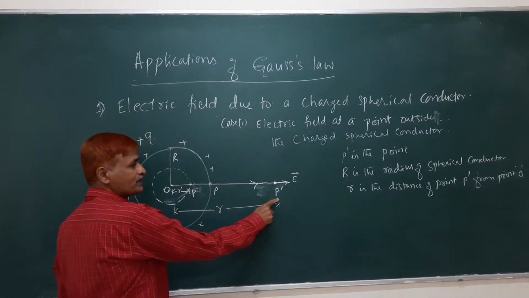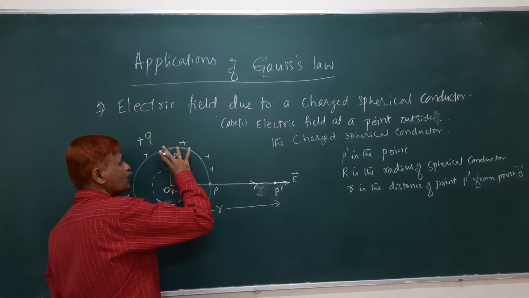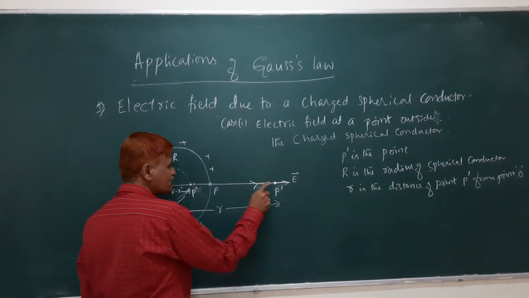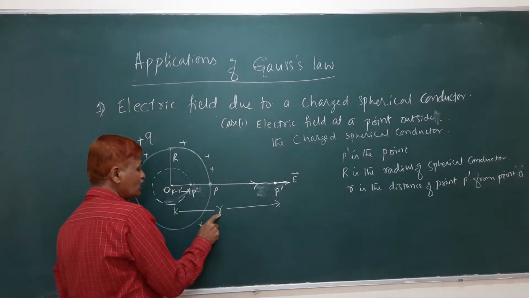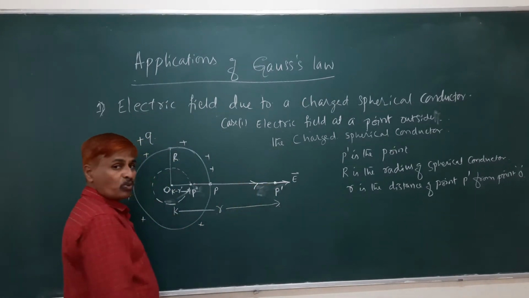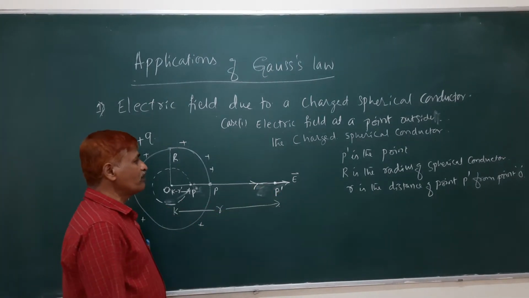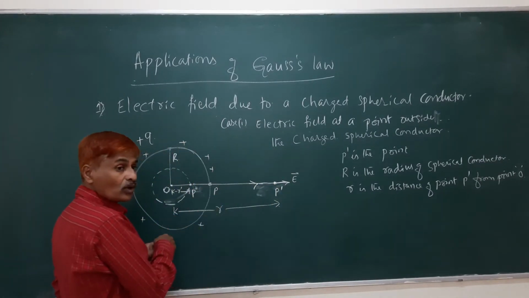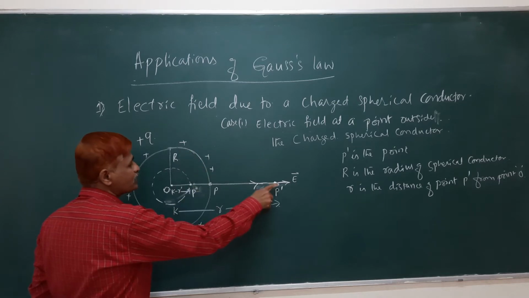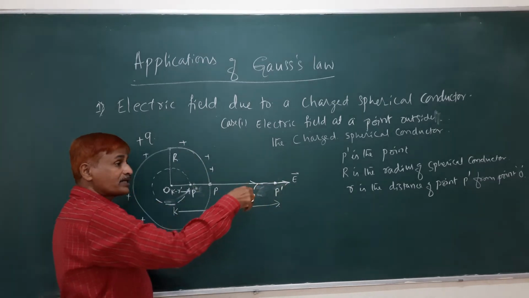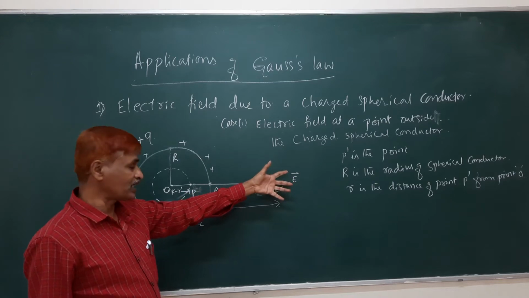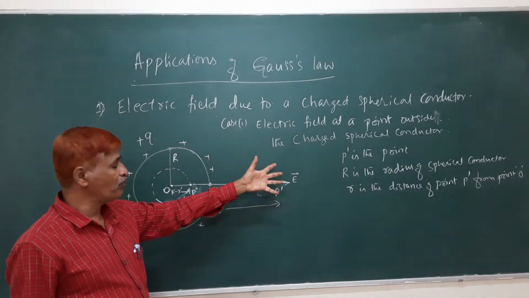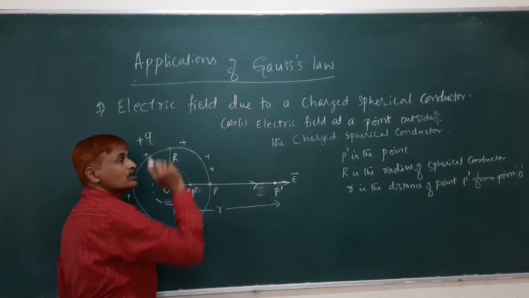P dash is the point, R is the radius of the spherical conductor, O is the center of the spherical conductor, and this distance is r. In order to find the electric field at this point P dash, we apply Gauss's law, because you cannot apply Coulomb's law taking individual point charges. It would become addition of several electric field vectors, which is very difficult. So we use Gauss's law.